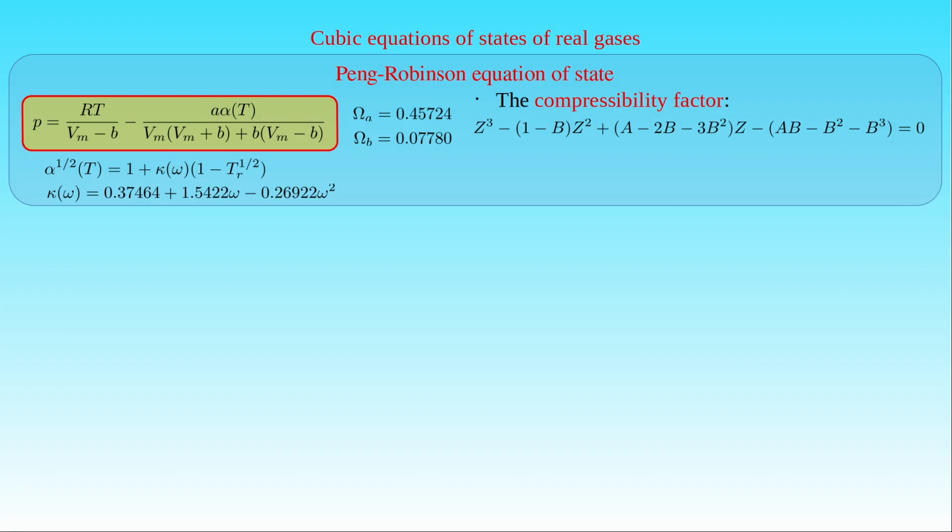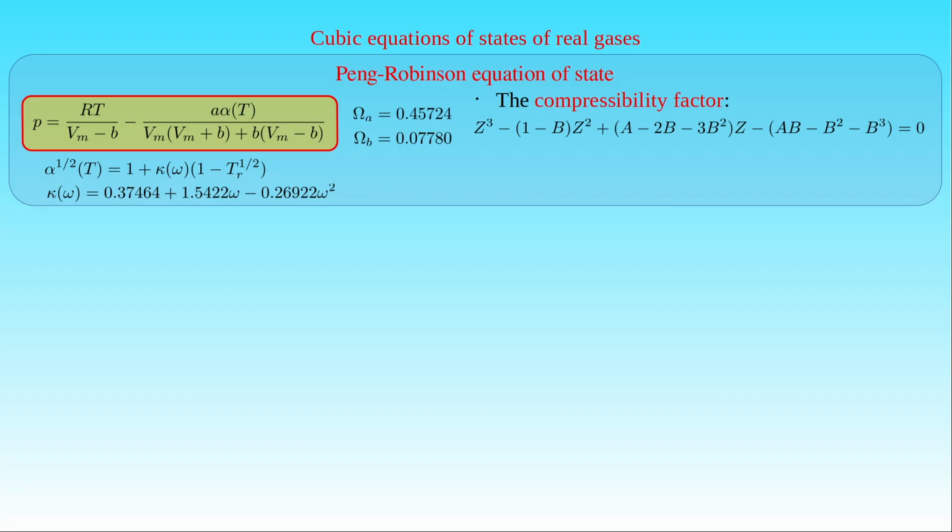tells us that Z cubed, minus 1 minus capital B times Z squared, plus the product of the quantity of capital A minus 2 times capital B minus 3 times capital B squared and Z, minus the quantity of capital A times capital B minus capital B squared minus capital B cubed is equal to 0. Here the definitions of the quantities capital A and capital B are the same as the ones for the Soave-Redlich-Kwong equation. As already mentioned, the maximum and the minimum of the roots of this cubic equation generally correspond to compressibility factors of the substance in its vapor phase and its liquid phase, respectively.